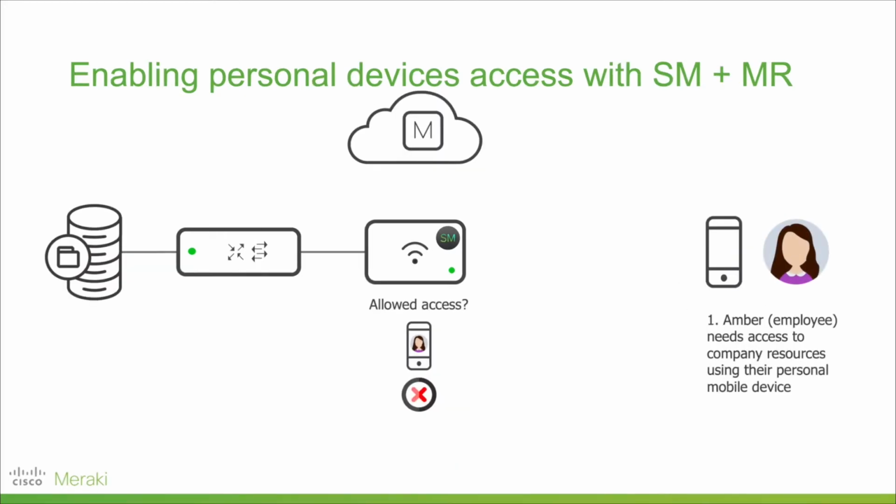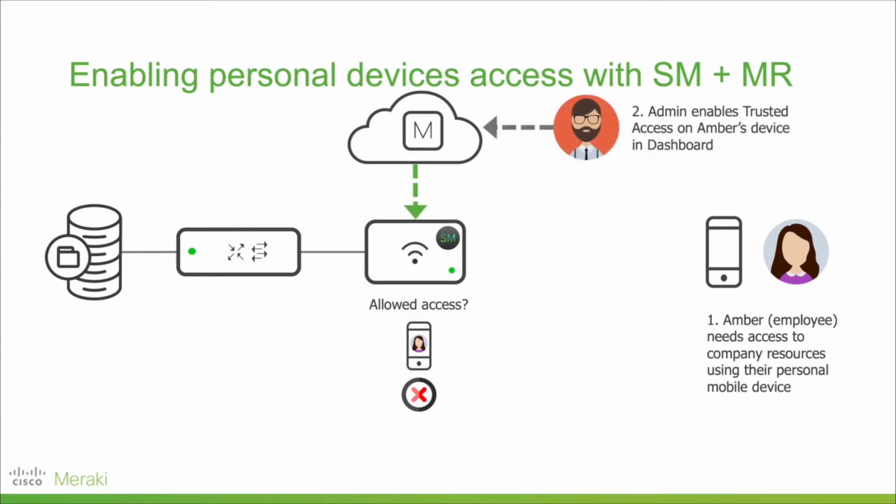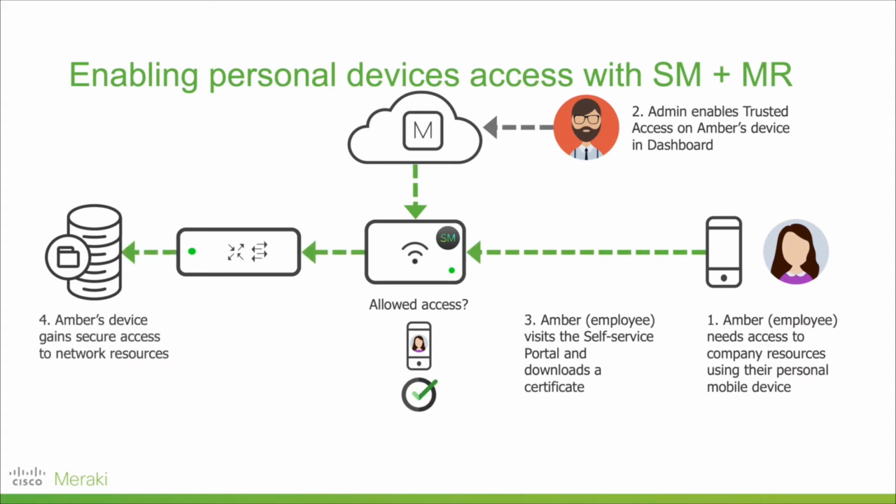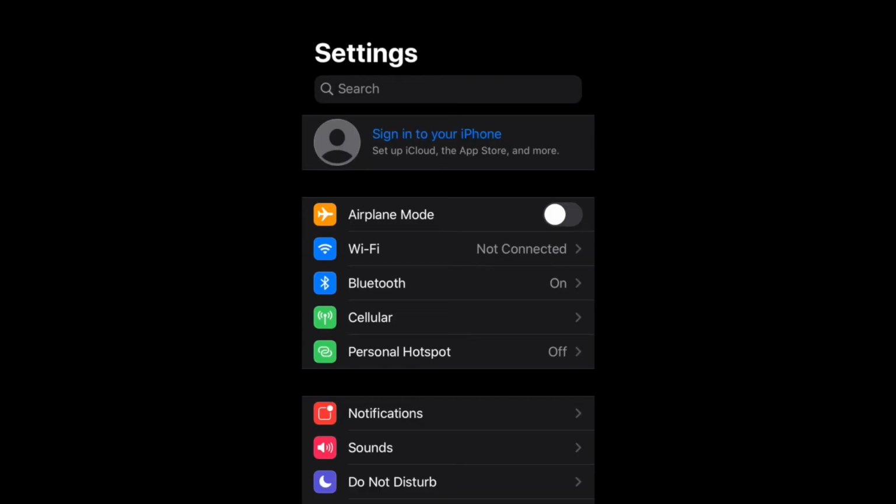Amber wants access to company resources using her personal device. Therefore, the administrator enabled Amber's account on the Meraki dashboard to use Trusted Access. Amber then visits the self-service portal and downloads a configuration profile and certificate. Now Amber is able to access the wireless network and therefore the company resources. As we can see, this device is currently not connected to any wireless network.